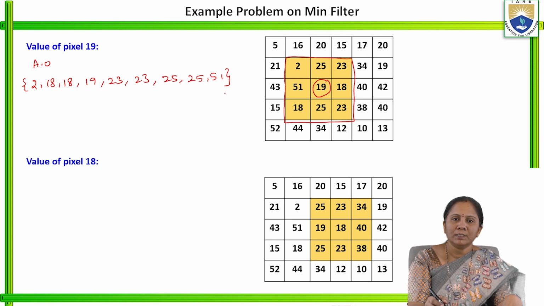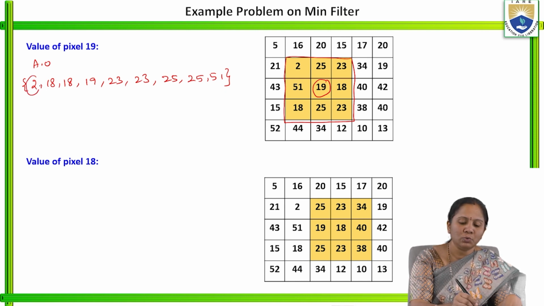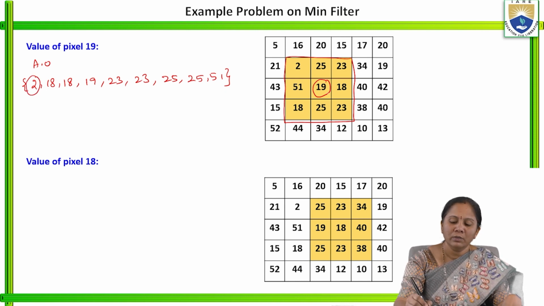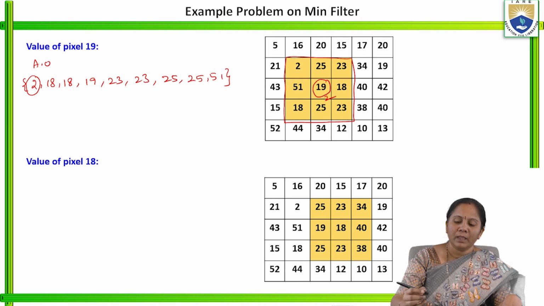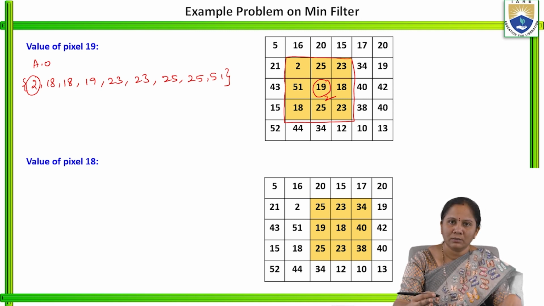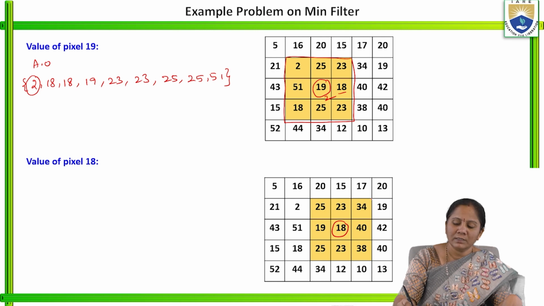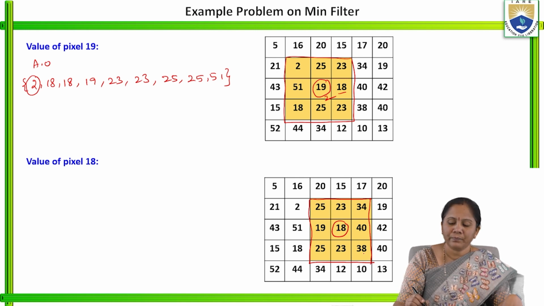So among all these pixel values, this 2 is the minimum value which needs to be replaced in place of 19. And if we shift this mask towards the right, then this 18 will become the center pixel value and the image will be looking like this. If 18 is the center pixel value, all these pixels are the neighborhood pixels for that.